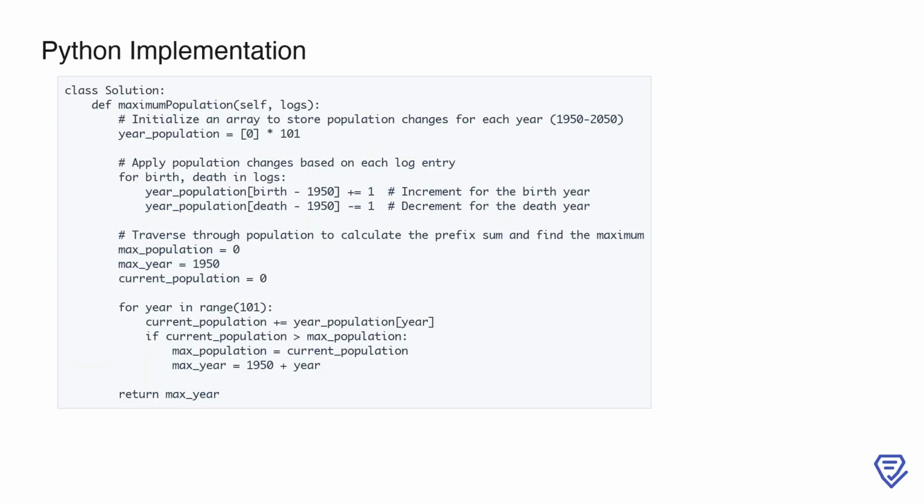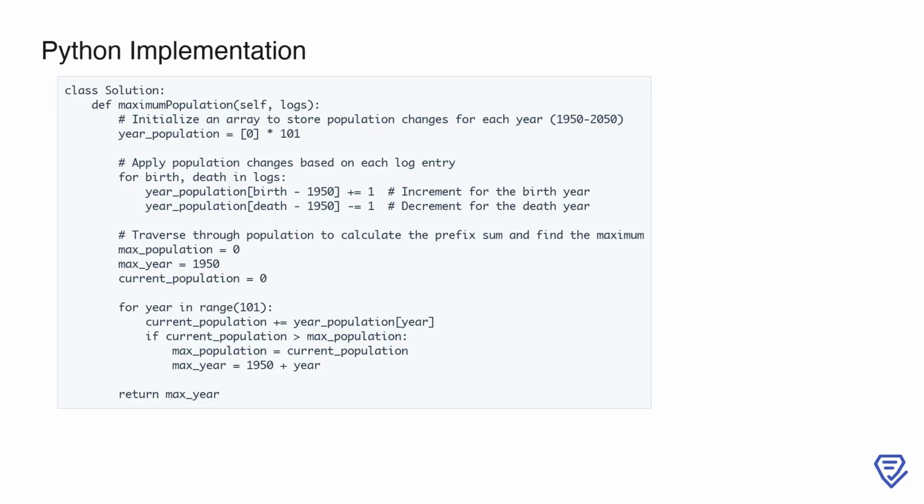This Python implementation solves LeetCode problem number 1854, maximum population year, using an efficient approach based on the prefix sum method. The problem requires determining the year within the range 1950 to 2050 that has the maximum number of people alive, based on a list of birth and death years. Step-by-step explanation. 1. Initialization. A list year_population of size 101 is initialized to 0. Each index in this list corresponds to a year from 1950 to 2050, where year_population[0] represents 1950, year_population[1] represents 1951, and so on.